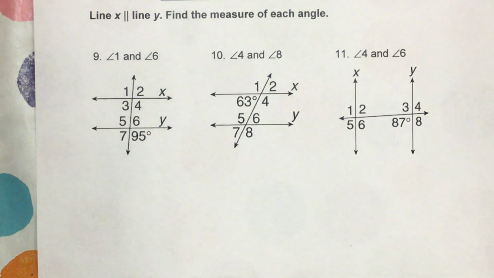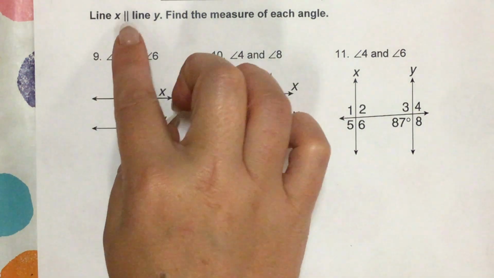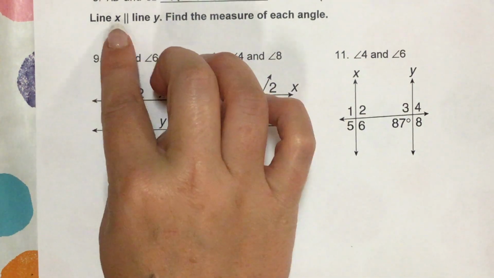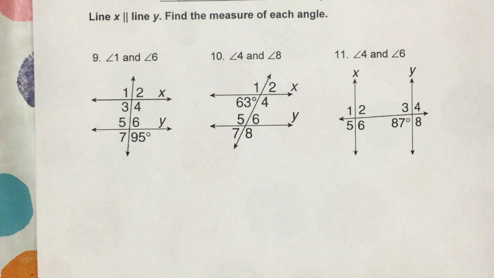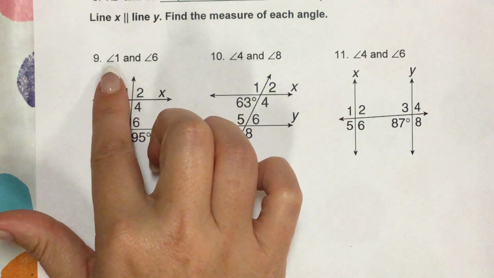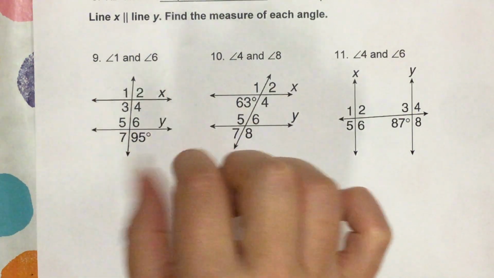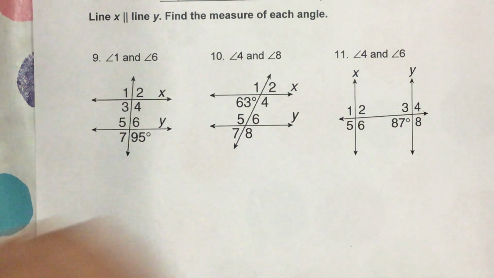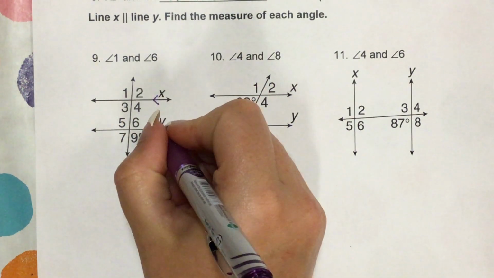Here we have that line X is parallel to line Y. We need to find the measures of each angle. So here we are, problem 9. We need to figure out what angle 1 and angle 6 are. We know that X and Y are parallel, so I'm going to go ahead and write in my little parallel mark. This is parallel to there.